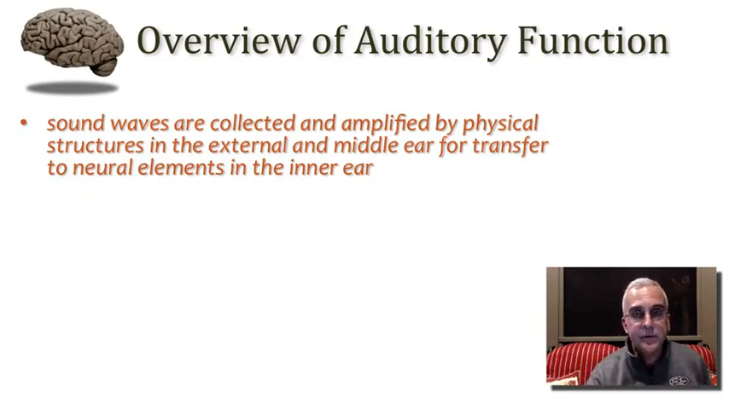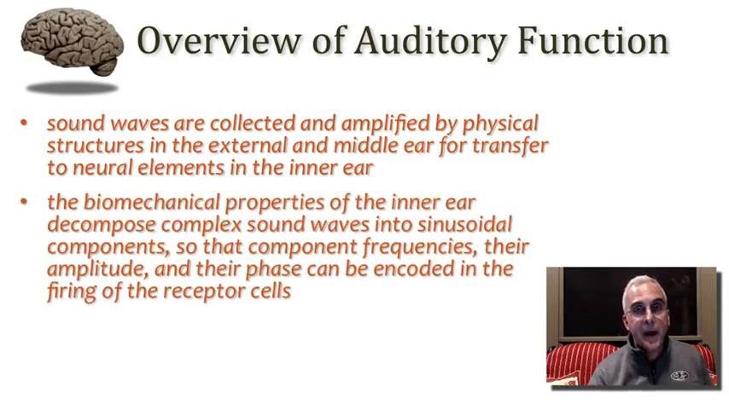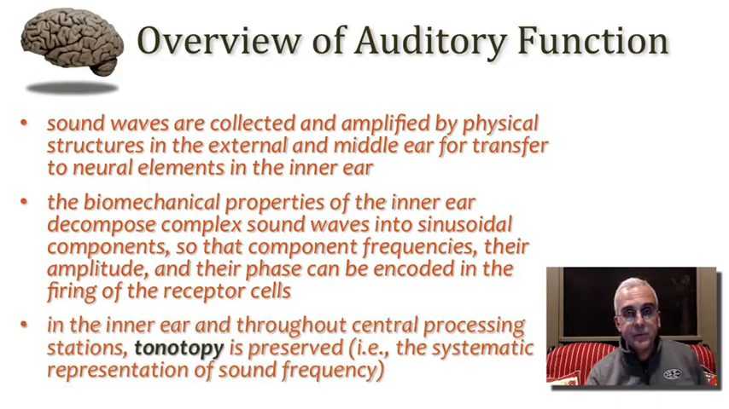Well, auditory function begins when sound waves are collected and amplified by the physical structures in the external and middle ear. And these sound waves then are transferred to the neural elements in the inner ear. There, the biomechanical properties of the inner ear decompose sound waves from their complex frequency spectrum to sinusoidal components, so that their component frequencies, including other aspects of their energy envelope, including their amplitude and their phase, can be encoded in the firing of the receptor cells. Those receptor cells are found in the inner part of the ear, and at that station of auditory processing, we see for the first time the establishment of a kind of a map of frequency space. This is called tonotopy. So tonotopy is established in the inner ear, and it's preserved in each of the central processing stations that we will be discussing in this session.